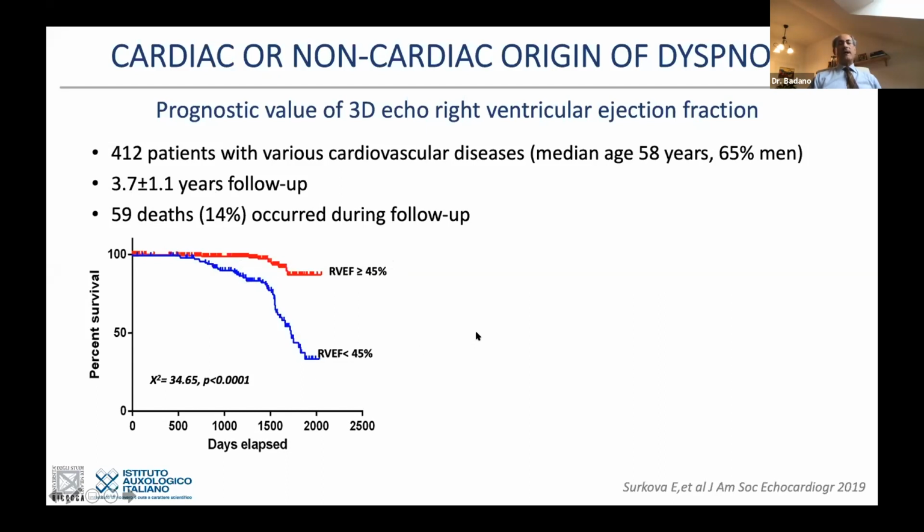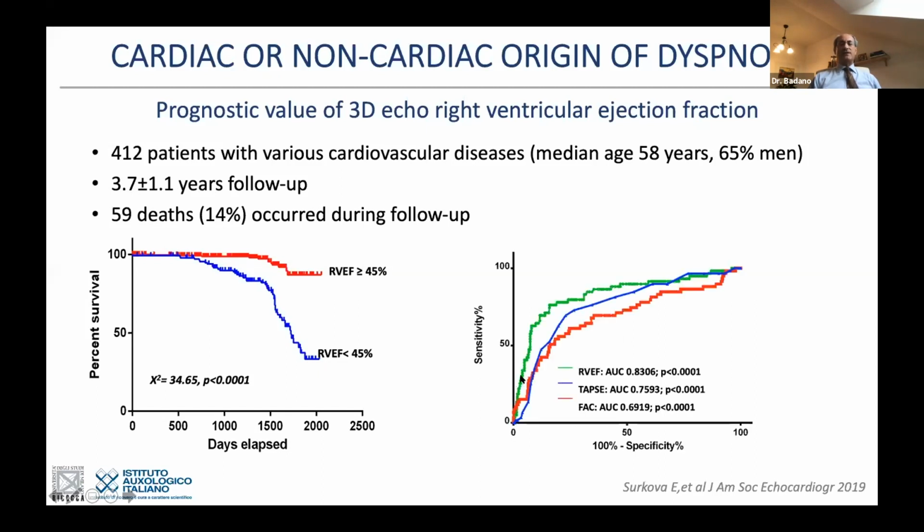And when we compare the prognostic value of the right ventricular ejection fraction, that is the green line, compared to the more conventional echo indexes like the TAPSE, that is the blue line, and the fractional area change of the right ventricular area, that is the red line, you see that the predictive accuracy of the right ventricular ejection fraction is significantly higher than those of the conventional indexes of right ventricular function.